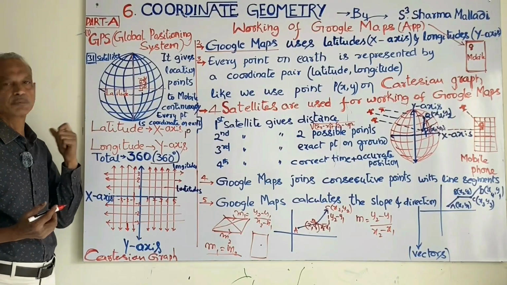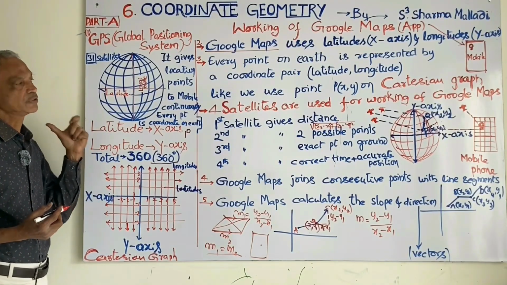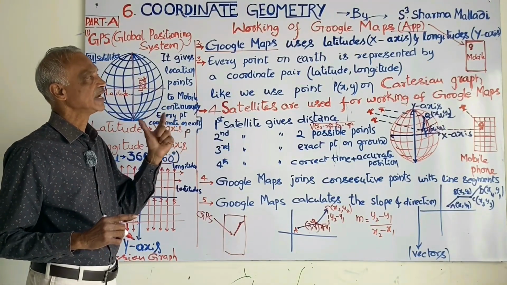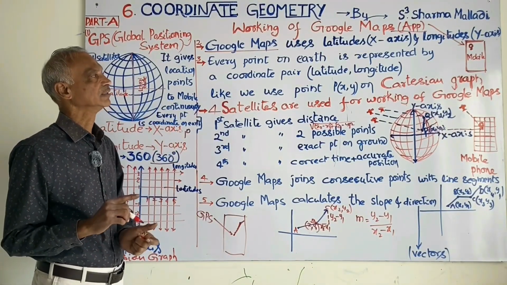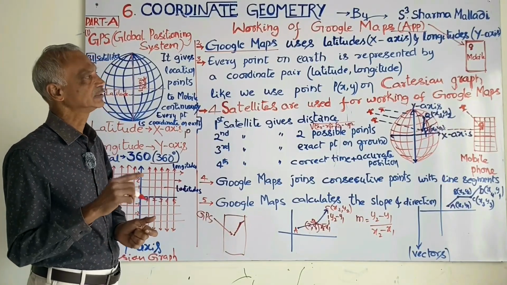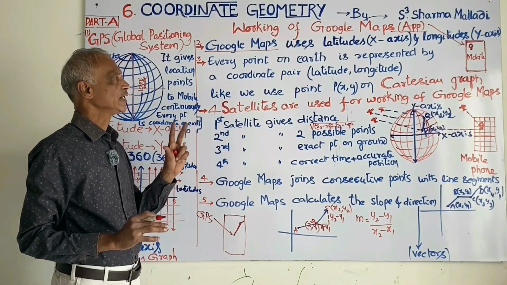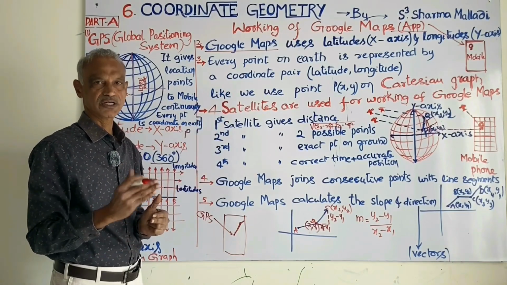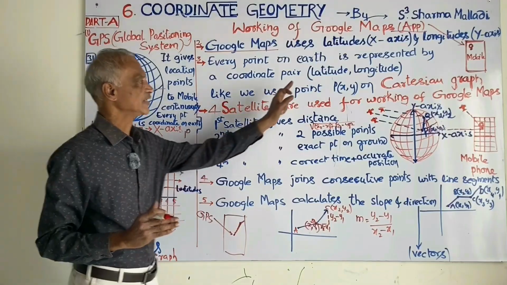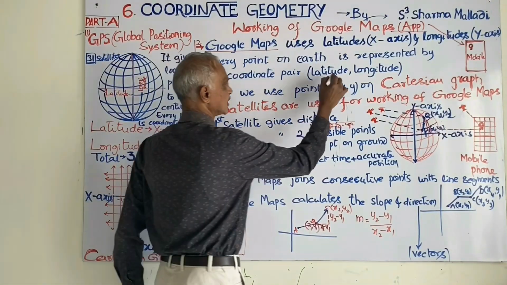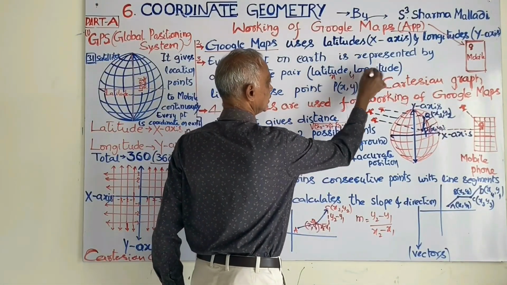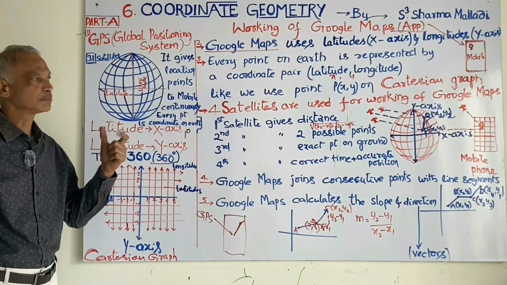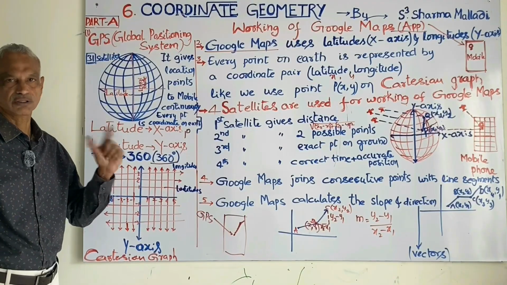GPS means Global Positioning System. It gives location to Google Maps. Now Google Maps uses latitudes as the x-axis and longitudes as the y-axis. Every point on earth is represented by a coordinate pair, that is x coordinate and y coordinate, just like latitude and longitude. Latitude represents the x coordinate and longitude represents the y coordinate, like we use point P(x, y) on the Cartesian plane.